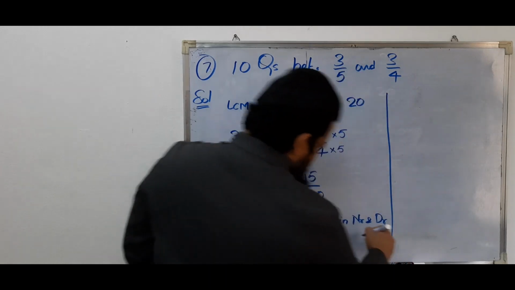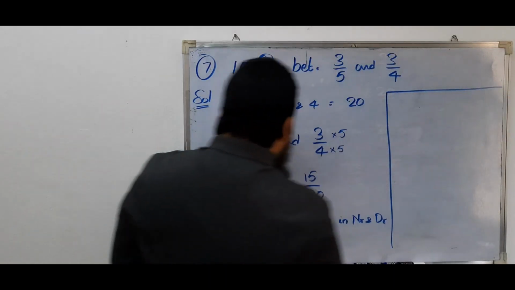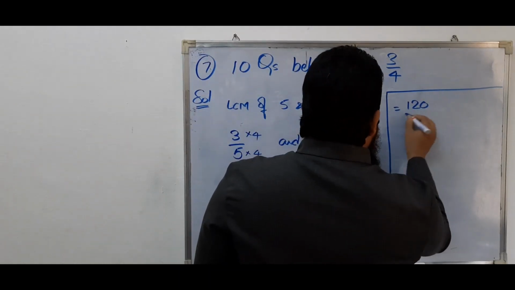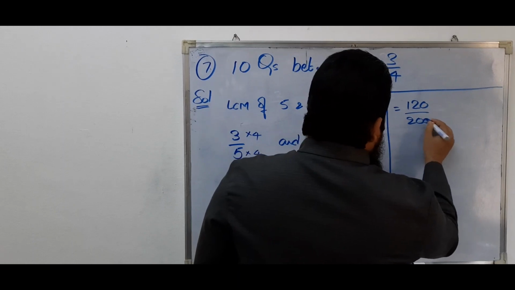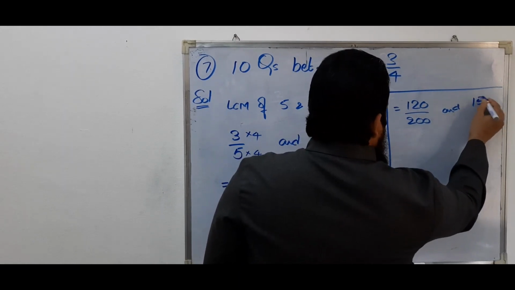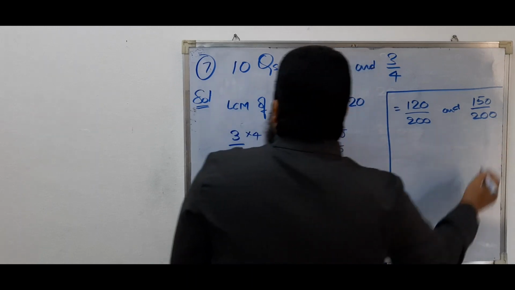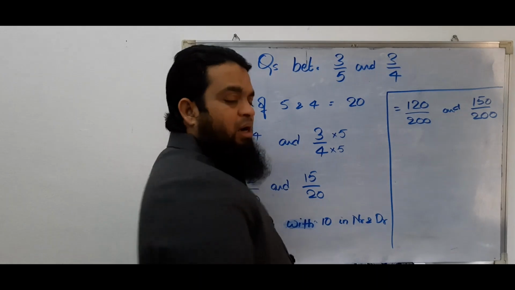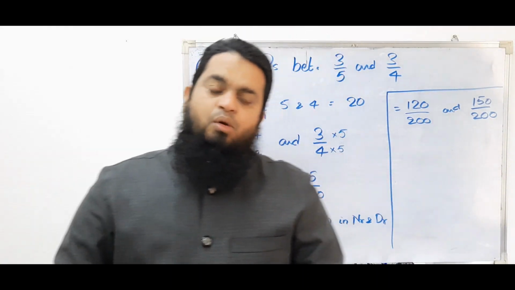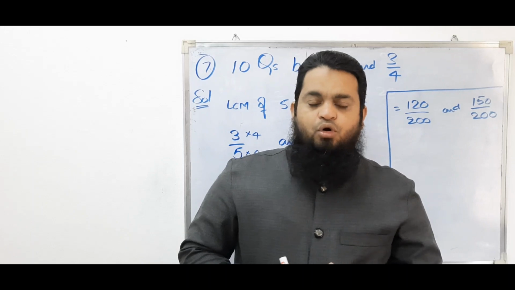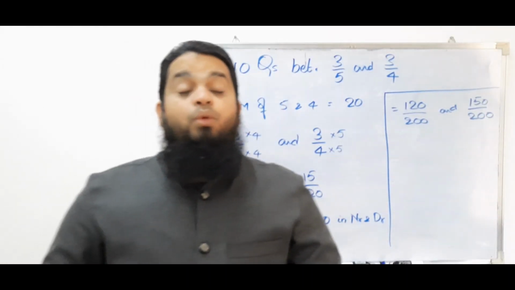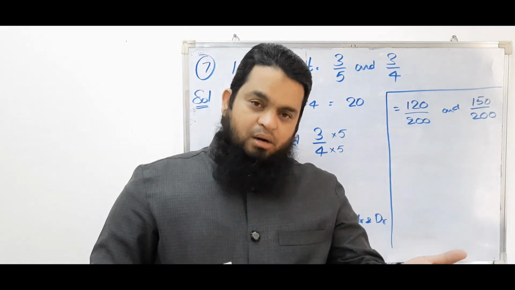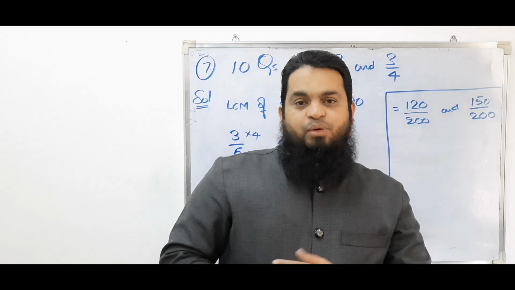Now it works out. When we multiply with 10 in numerator and denominator, it becomes 12 tens 120 by 200 and 150 by 200. Now can you write 10 rational numbers between these two? Yes, we can write 121 by 200, 122 by 200, 123 by 200, 124 by 200, 125 by 200, 126 by 200, 127, 128, 129, 130 by 200, 131 by 200.